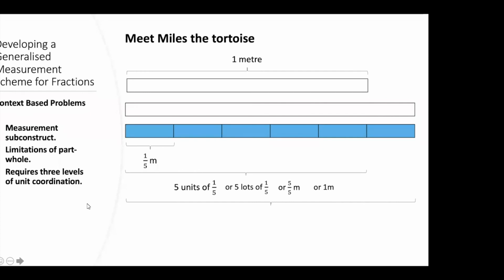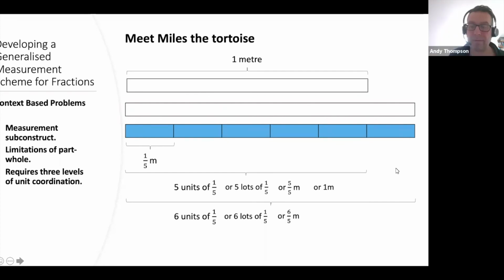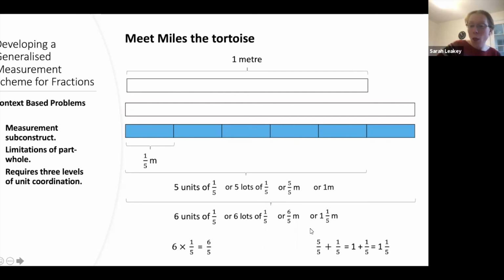Perfect, brilliant, thanks. Okay, and then this third level is extending beyond the whole. So we've got 6 units of 1/5, or 6 lots of 1/5, or 6/5 of a meter, or 1 1/5 of a meter. And we can start to extend our recording from before to 6 lots of 1/5 equals 6/5, or a more flexible recording like this, 5/5 plus 1/5 equals 1 plus 1/5, which equals 1 1/5.